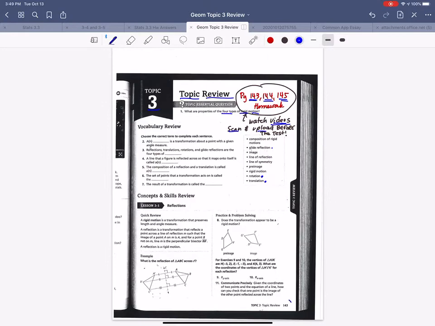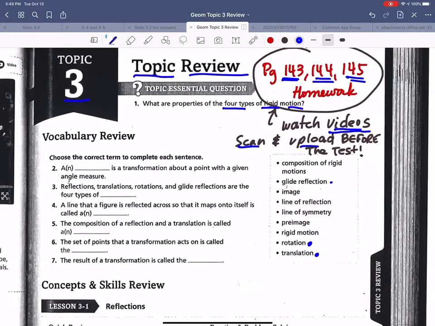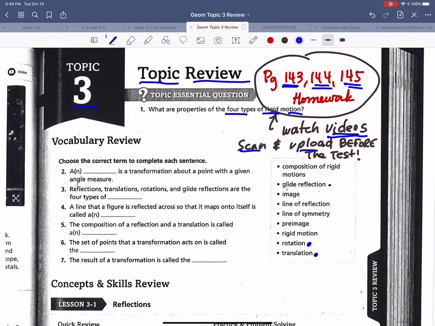You can get this out of the textbook on page 143, 144, and 145 and show your work on another piece of paper. Or you can upload this document and write on this document itself. Either way, but make sure you show your work and upload your work. And make sure you submit it before the test, because this is how we study for the test.